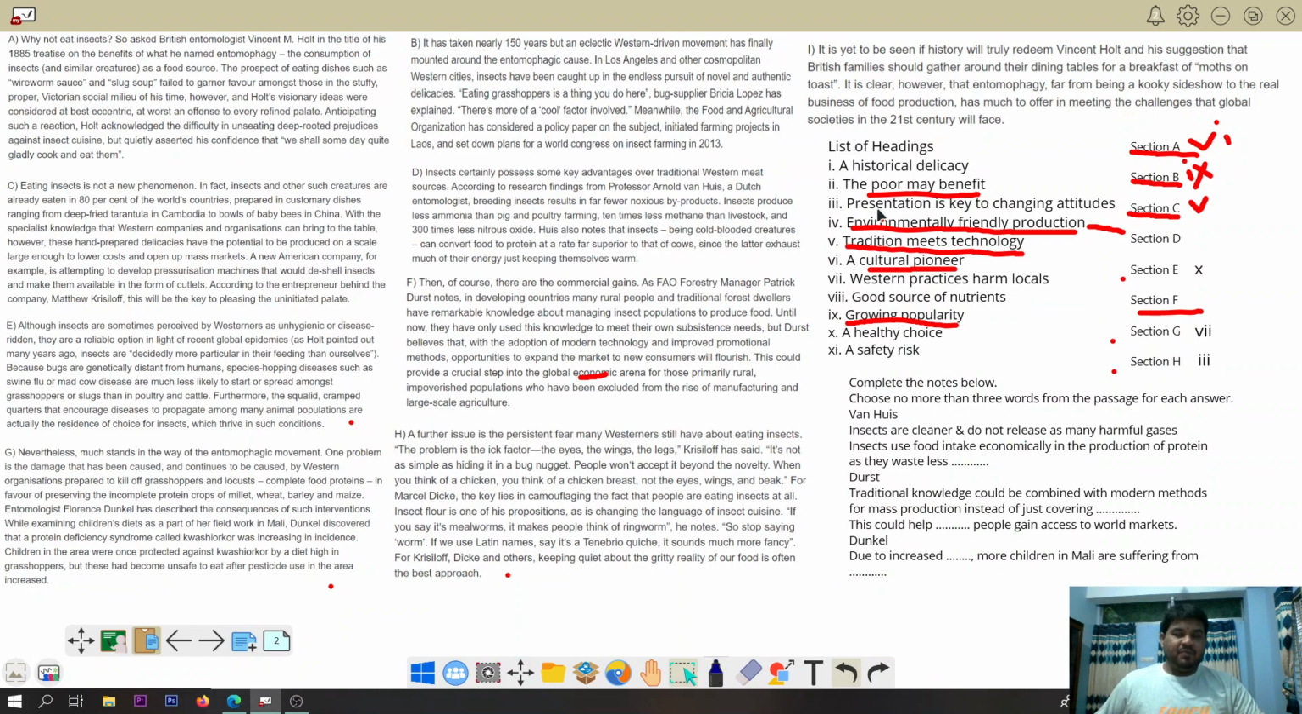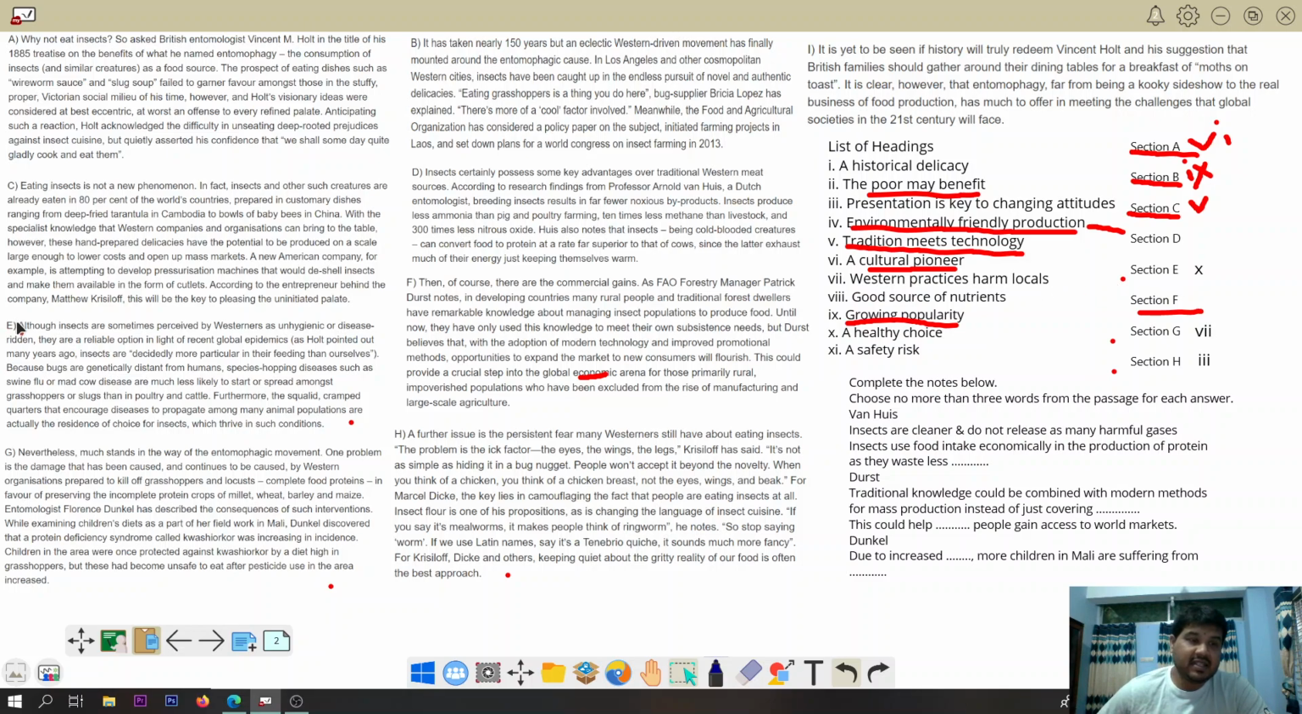All right, so I hope you were able to find the answers. Now, here are the answers. For section E, or paragraph E, the answer is 10, a healthy choice. For section G, or paragraph G, the answer is 7, which is Western practices harm locals. And then finally for section H, the answer is 3, which is presentation is key to changing attitudes. Now, let's look at the answers one by one.